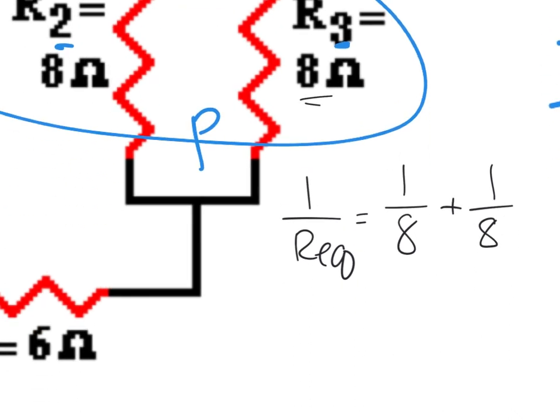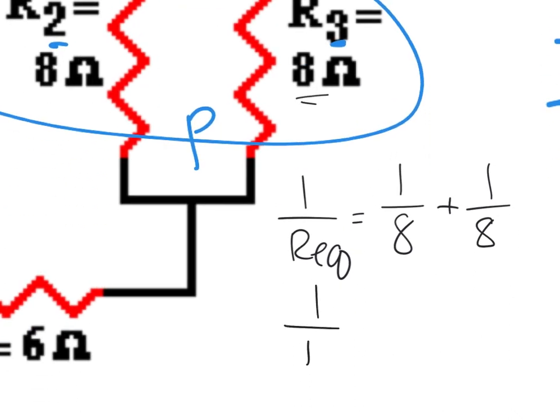All right, now I know this is going to be super tough math. How many eighths? 2 eighths. Yeah, REQ, resistance equivalent. Now, do I want 1 over REQ or do I want REQ? I want REQ. I want to know what the equivalent resistance is. So, what do I have to do to get REQ?